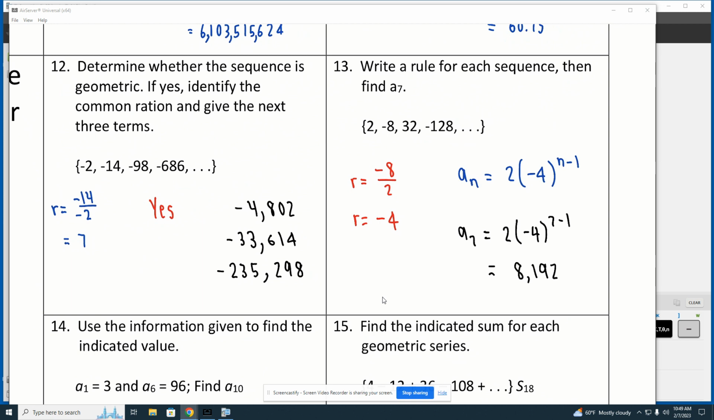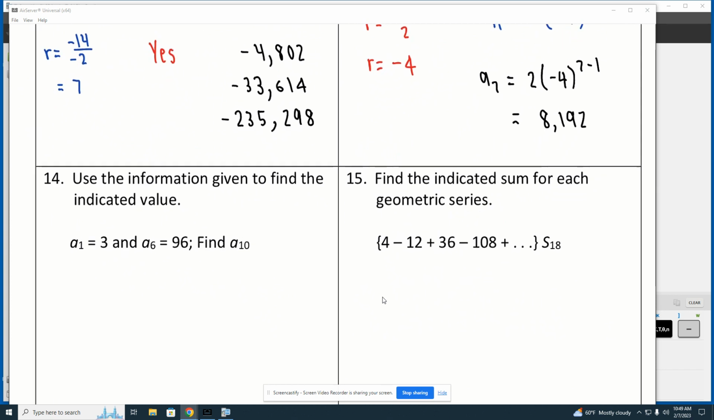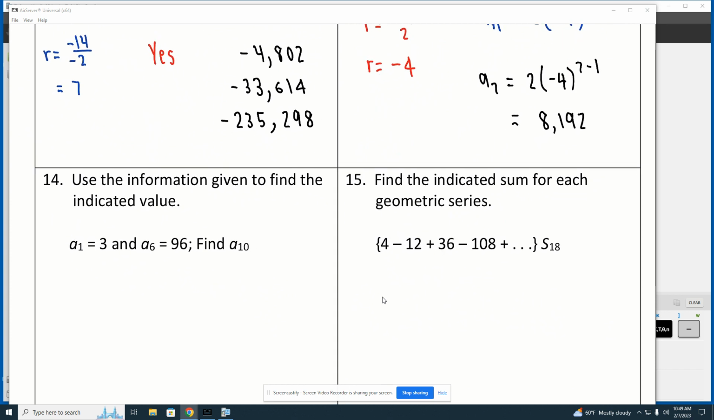Okay? Third type of problem. Use the given information to find an indicated value. So they tell me a sub 1. They tell me a sub 6. They want me to find a sub 10. Now remember, to write the equation, I need what pieces of information? To write an equation to find a sub 10, I got to know a sub 1. Do I know a sub 1? Yep. I got to know the common ratio. Do I know the common ratio? No. So to find a sub 10, I've got to know my common ratio.